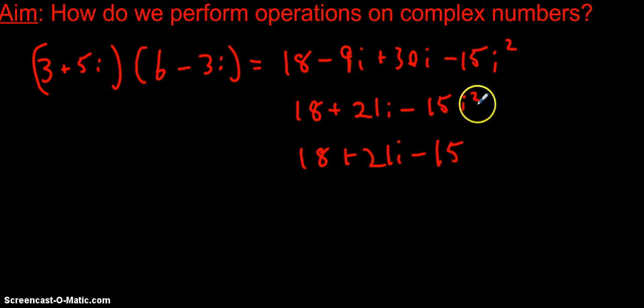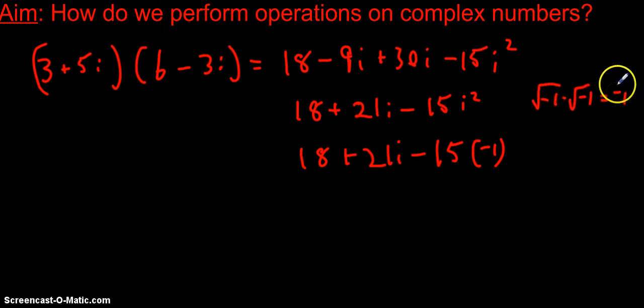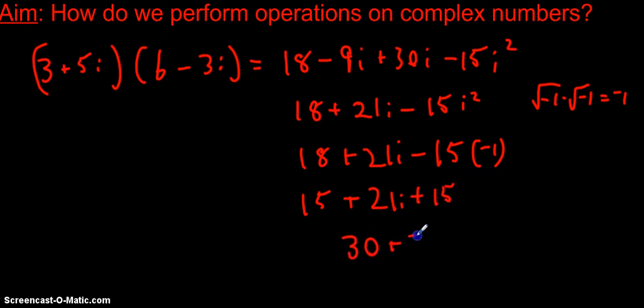And we said i squared is equal to negative 1. And again, the reason for that is that's the square root of negative 1 times the square root of negative 1, which is equal to negative 1. So we get 18 plus 21i minus negative 15, which is positive 15. And we get this is equal to 33 plus 21i. Alright. So you can multiply them as normal, it's just you have to make use of the exponents for i.